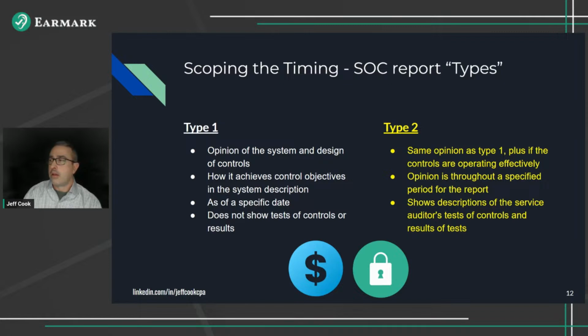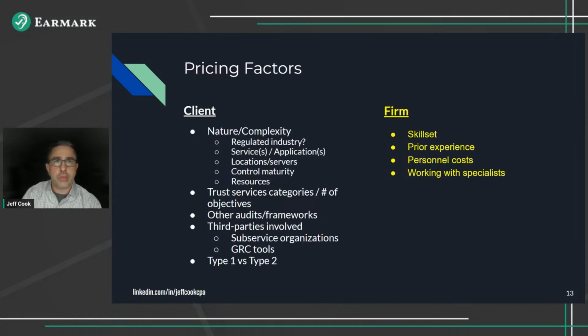So again, that adds another layer of complexity to the audit, adding cost. That's why you want to consider, what are you doing for the client? Type 1, less money. Type 2, more money. Okay. Other pricing factors. What do we need to know?